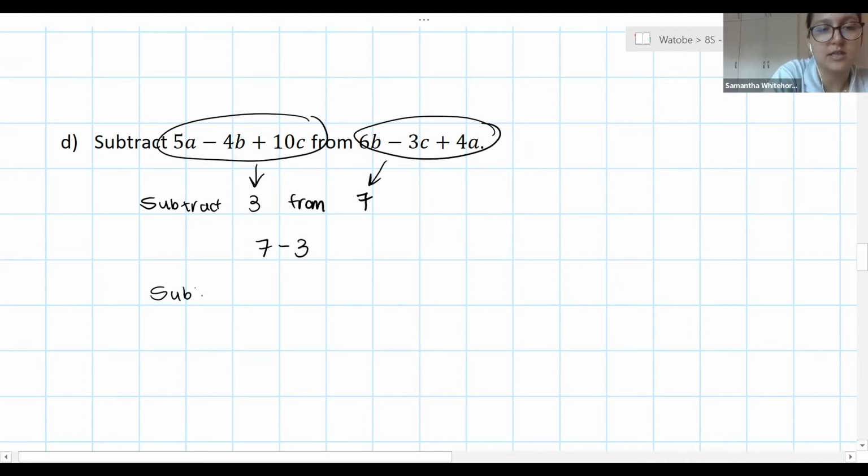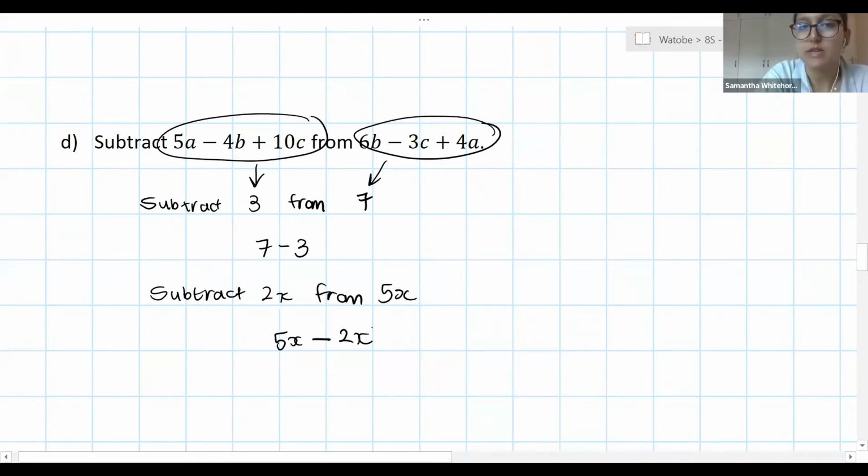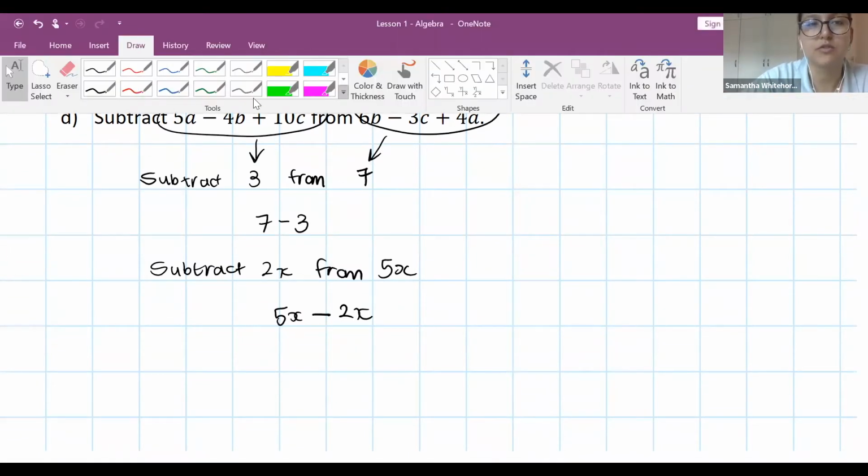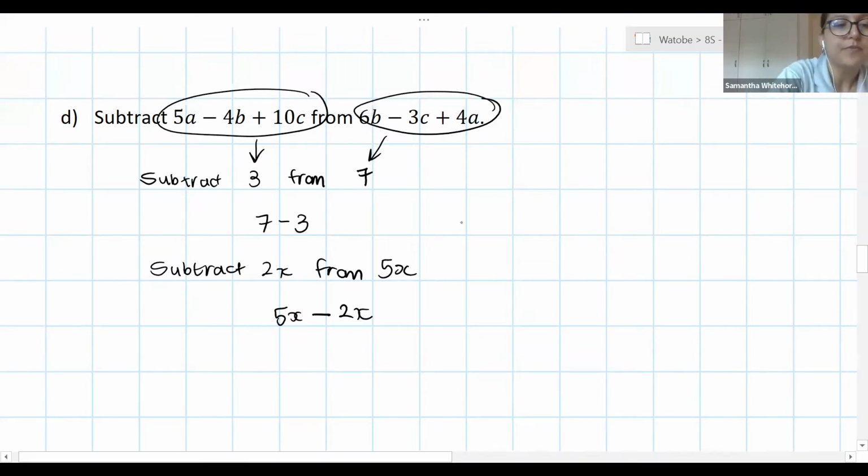And this can work with anything. If I say subtract 2x from 5x, I'm saying take 2x away from 5x. And so it's so important to read this correctly because the order in which I'm going to work with this or put this into form an expression is very important. So when I set up my expression for myself, I want the 6b minus 3c plus 4a first because I want to take away from that the second expression, which was 5a minus 4b plus 10c.